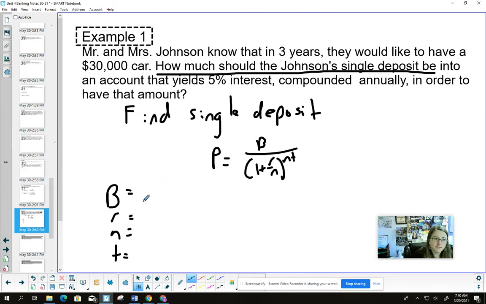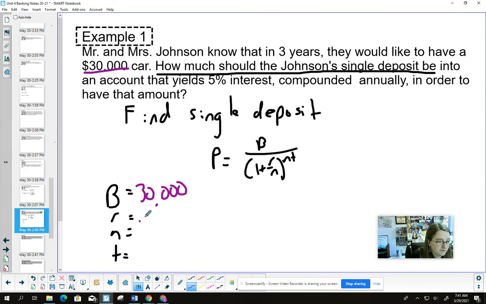So I want you to take a moment, read through and see if you can get all these variables. Again, B is the balance they want to have. So read through and see if you can find the variables. Okay, so 30,000, that is B. That's because, again, that's the balance they want to have in the account so that they can get this car.